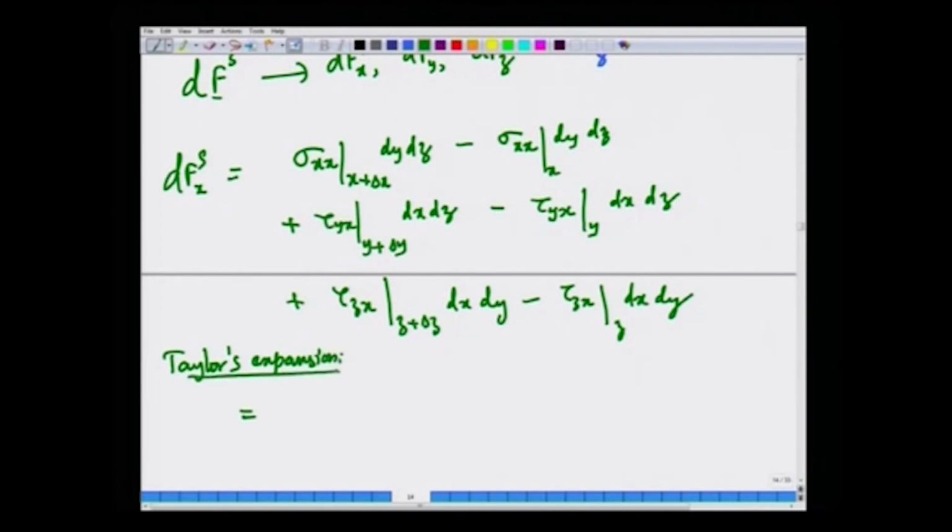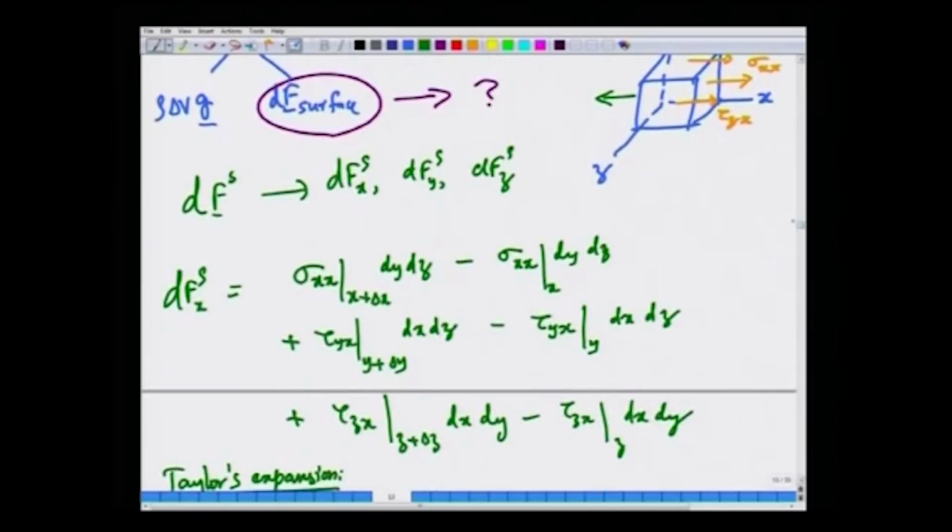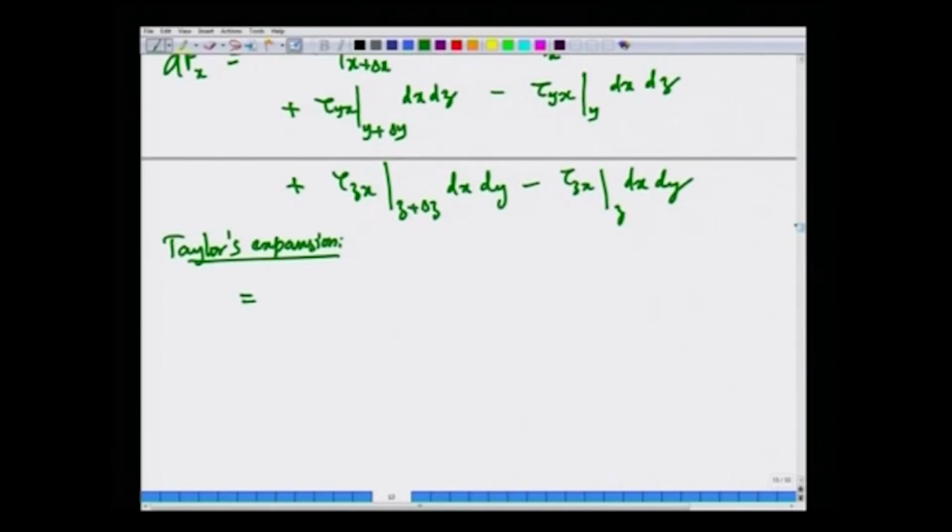Okay. We have to use the Taylor's expansion. Again, to reiterate, we have to simply add all the forces in the x direction. The negative sign is because this unit normal is acting in the minus x direction. Similarly, the unit normal on this face is in the minus y direction, and the unit normal on that face is in the minus z direction.